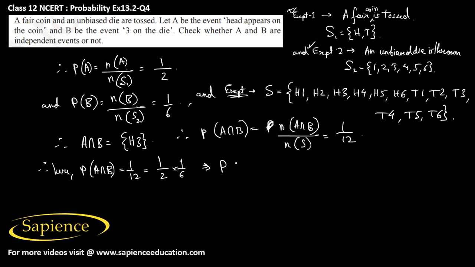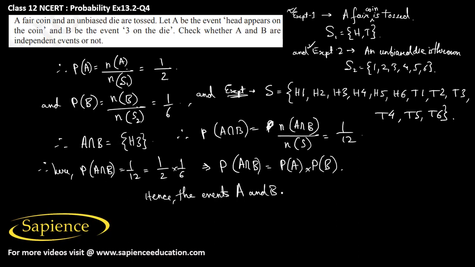It means that the probability of A intersection B is also equal to the probability of A times the probability of B. Hence we can say that the events A and B are independent events.